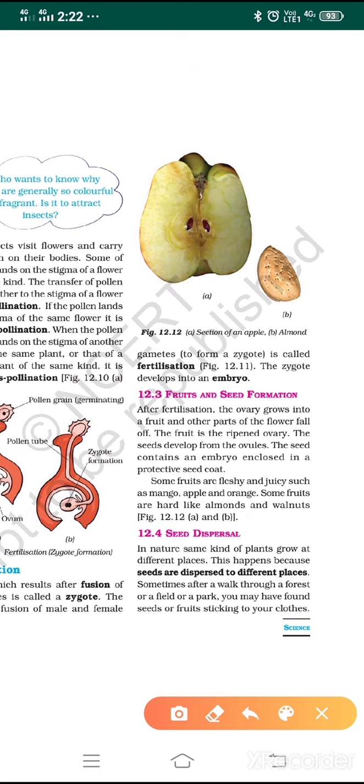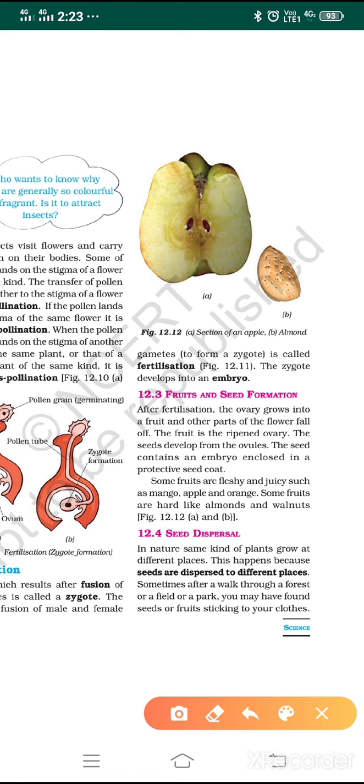Now let's move on to the next concept, the process of dispersal of seeds. In nature, the same kind of plants grow at different places. Same kind of plants grow in different kinds of places. This happens because seeds are dispersed to different places. Why are the same kinds of plants grown at different places?